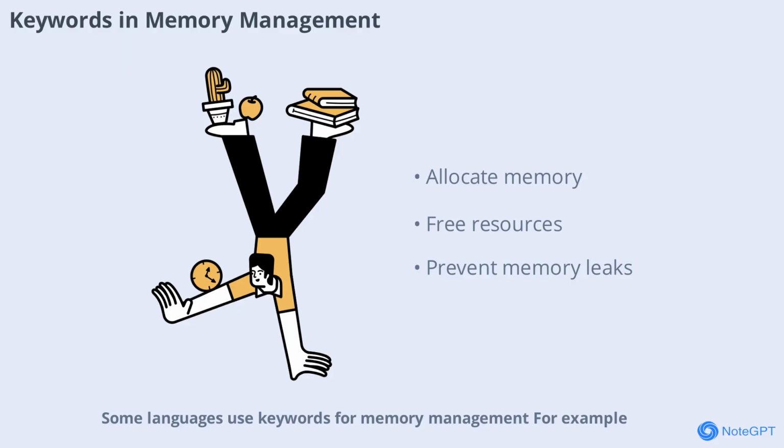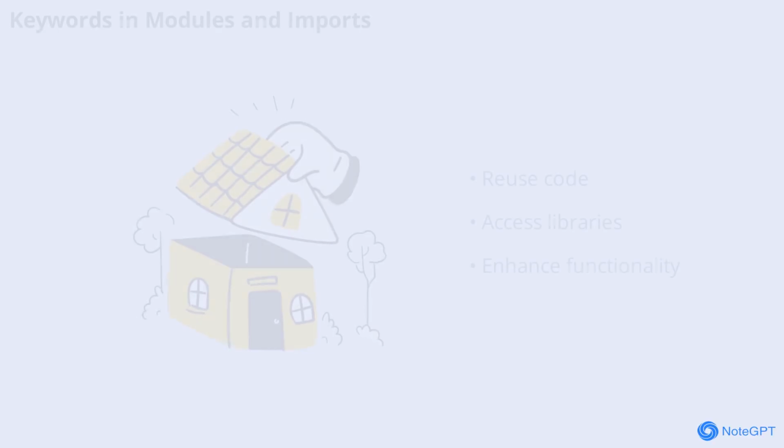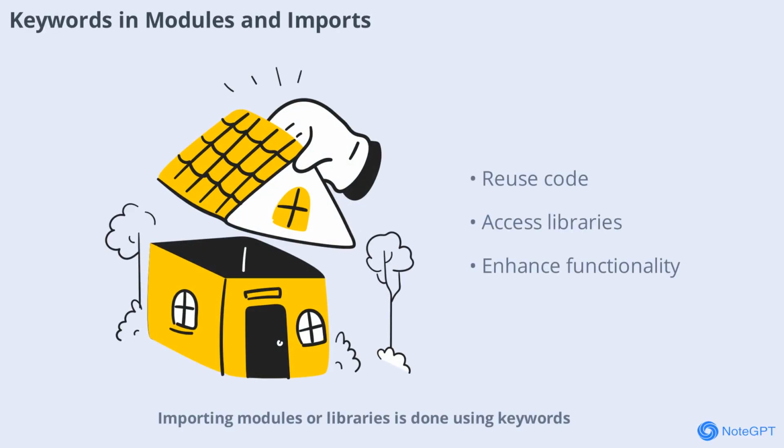Some languages use keywords for memory management. For example, new allocates memory for objects in Java while delete frees memory in C++. These keywords help manage resources efficiently, preventing memory leaks and ensuring optimal performance. Importing modules or libraries is done using keywords like import in Python or include in C.